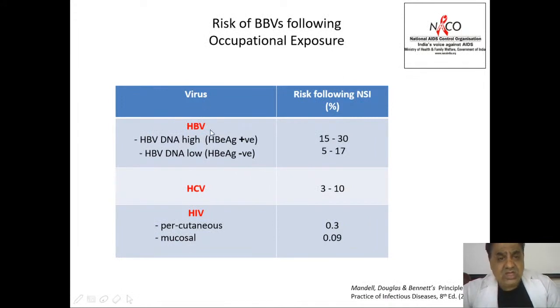Now, this is very important. Which viruses carry the most risk? Hepatitis B is the one... people are most scared of HIV, but actually the risk is least with HIV. Hepatitis B, if it's a high DNA, HBeAg positive patient, then the risk is 15 to 30%. If it's a low DNA or HBeAg negative patient, then the risk is slightly lower, 5 to 17%. Hepatitis C, the risk is 3 to 10%, lower than B, and it's 0.3% with percutaneous HIV exposure, and 0.09% with a mucosal exposure. So the risk of HIV is much less compared to hepatitis B followed by C. Then only HIV comes into the picture.